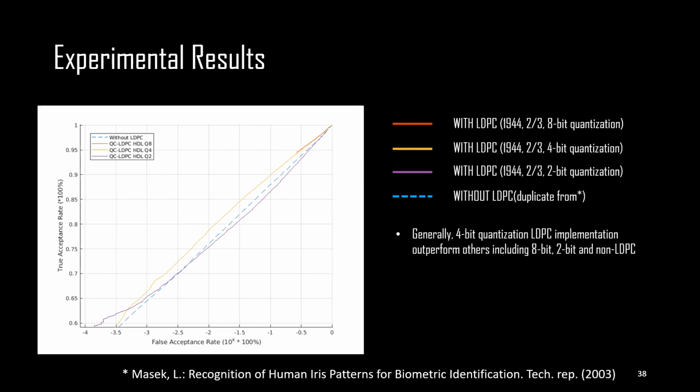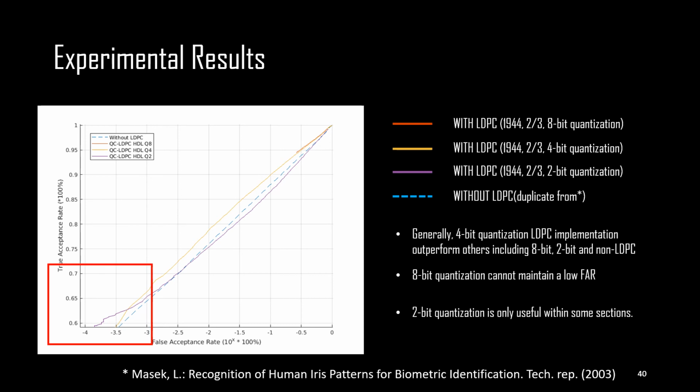Generally, the 4-bit quantization LDPC implementation in our test seems to outperform the others. If we look closer at 8 bits, the one we zoomed in on previously, it truly can boost the true acceptance rate, but we found the lowest false acceptance rate generated by the 8 bits is actually too high. This is caused by its extraordinary error correction ability. And the 2-bit quantization is only useful within some sections, which are highlighted with the red rectangle box.